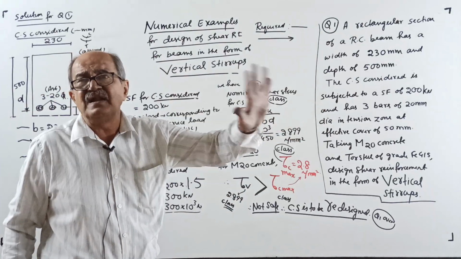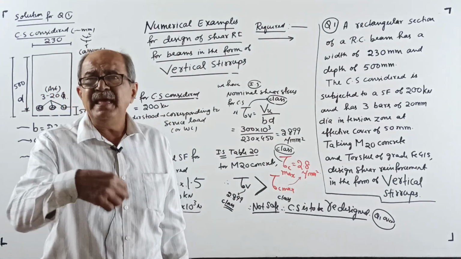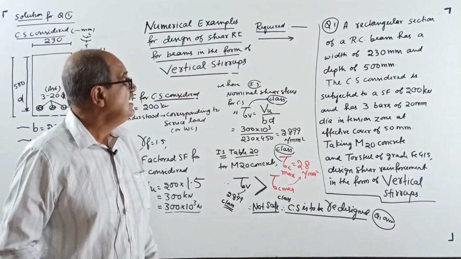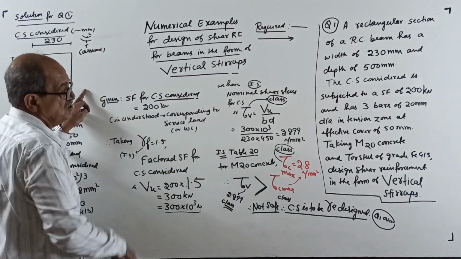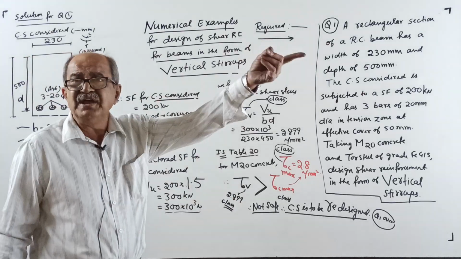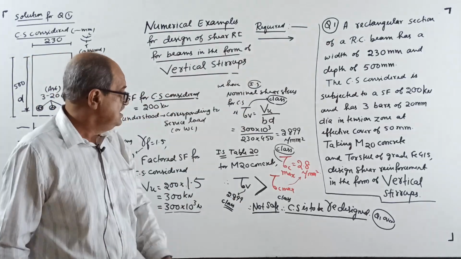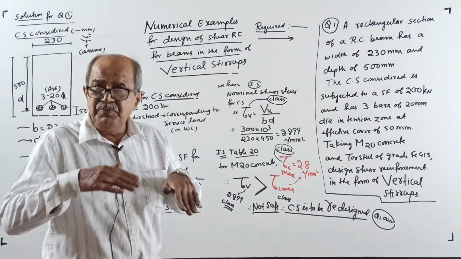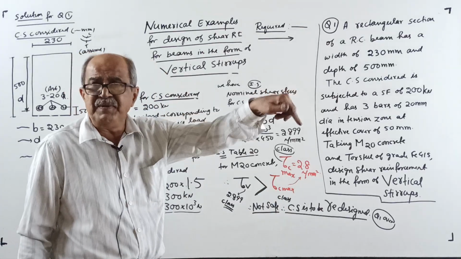Then proceed further. Somebody will ask, sir, how to proceed further? Wait for some time. This is question 1. Question 1 stops here. It will come in the next questions. In further questions, your tau V will come less than tau C max. It will come safe, and we will proceed further. That way proceed further here also.